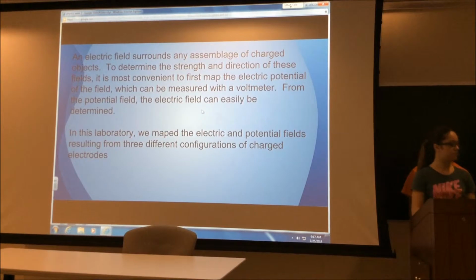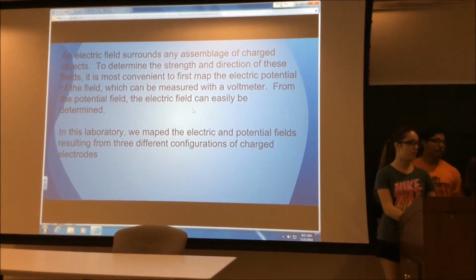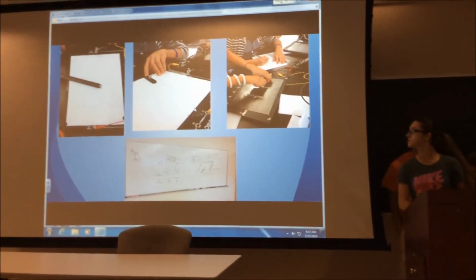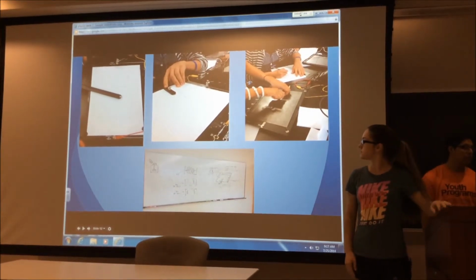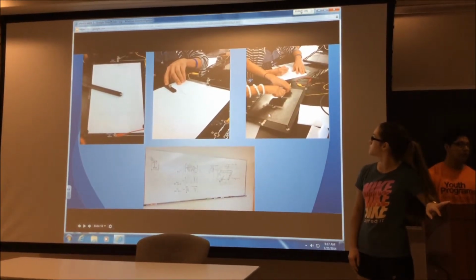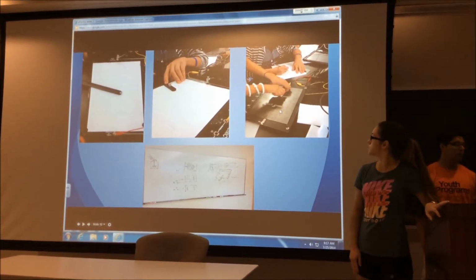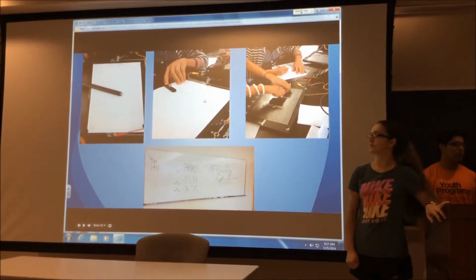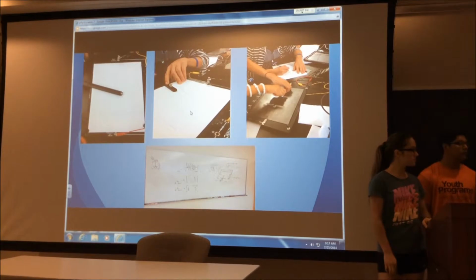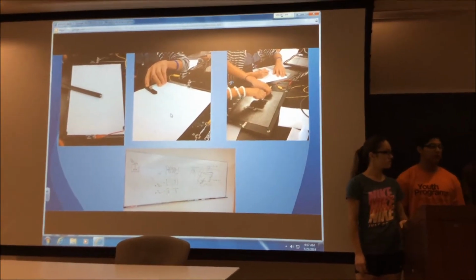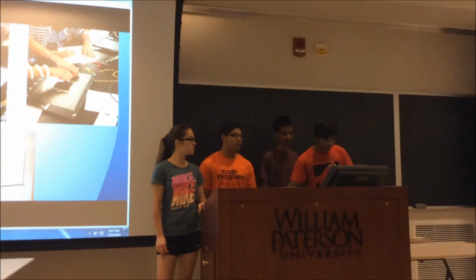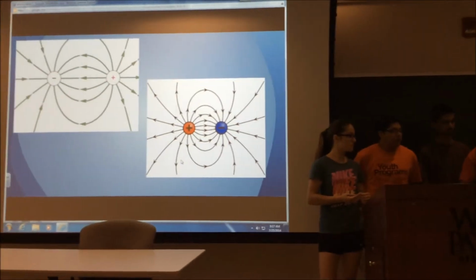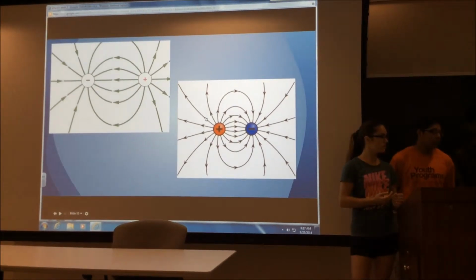In this lab, we have to map the electric and potential field resulting from 3 different configurations of charged electrodes. So this is what we basically have to do. So there were 3 different plates we had to do. We had to put the plate under the machine and tie it. And then we had to look individually for the zeros, and we had to mark where the zeros were. So the zeros were the charges, basically. And then we had to map it. So in the end, it should have looked something like this. And yeah, that's what we all had to do.